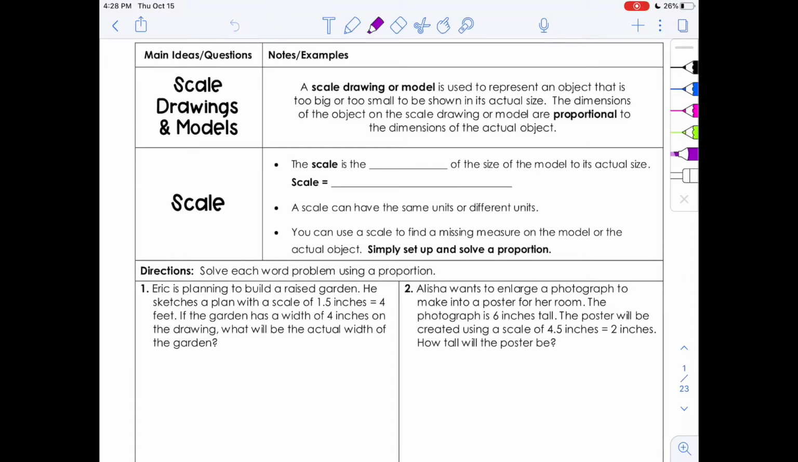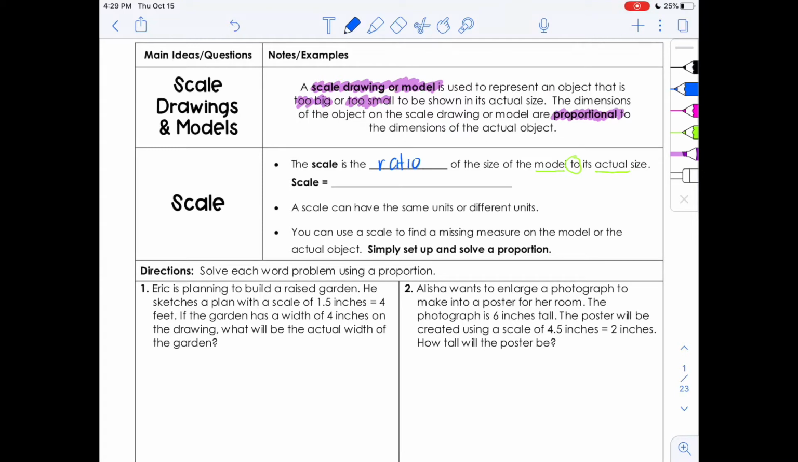In this lesson, we're going to be reviewing scale models. Remember, a scale drawing or a scale model is used to represent an object that is either too big or too small to be shown in actual size. The dimensions of an object on the scale drawing or model are proportional to the dimensions of the actual object. Remember, the scale is the ratio of the size of the model to its actual size. So, model to actual.